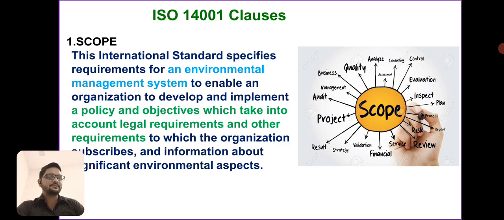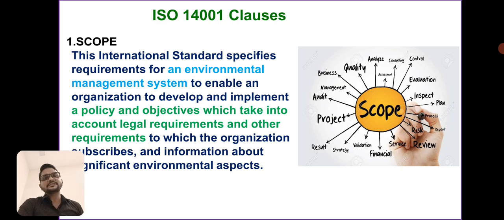Now first is the scope. Means in ISO 14001:2015, what are the first clause requirements? This international standard specifies requirements for an environmental management system to enable an organization to develop and implement a policy and objectives which take into account legal requirements and other requirements to which the organization subscribes and information about significant environmental aspects.